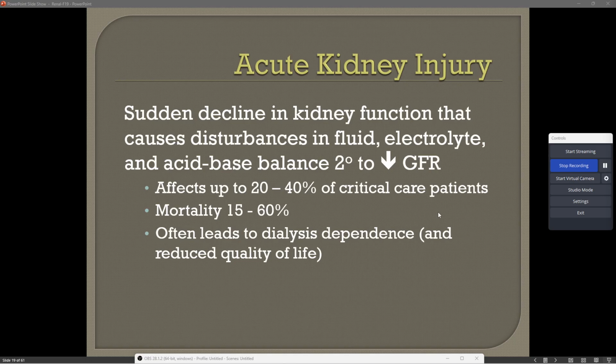It affects 20 to 40% of all critical care patients. Mortality can be pretty substantial. Now, I don't like that it gives you 15 to 60%. I'm not a fan of this. Typically, it really depends on how severe the patient gets before seeking treatment, one, and two, how early we initiate forms of filtration or pseudo filtration, such as hemodialysis.